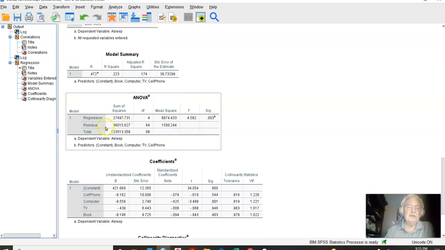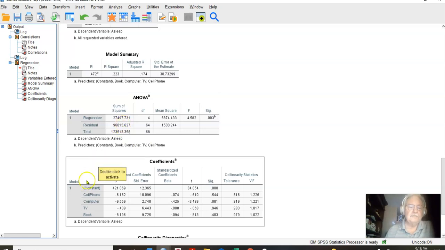In the ANOVA, we have a regression model. That's our four variables predicting sleep. Those variables, when you consider the predictors, account for a certain amount of variance, or sums of squares. And then the residual: once you fit this model, you have a predicted score for each subject, and the difference between the prediction and the actual score is called the residual.